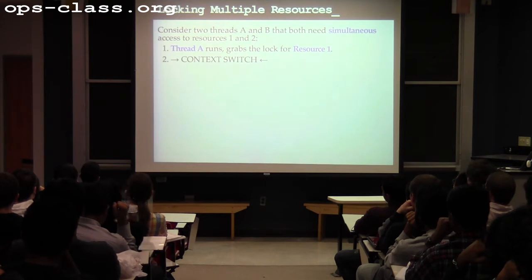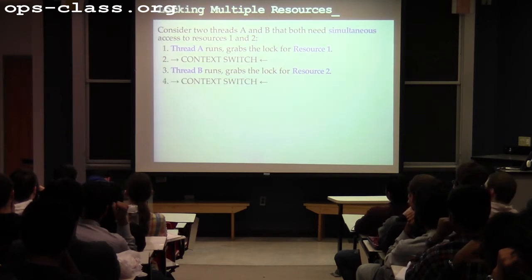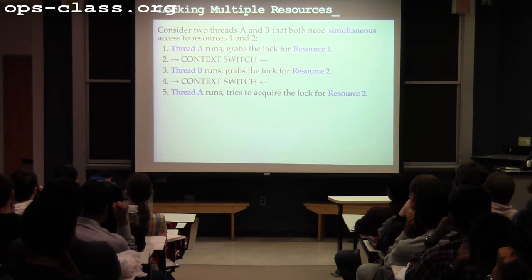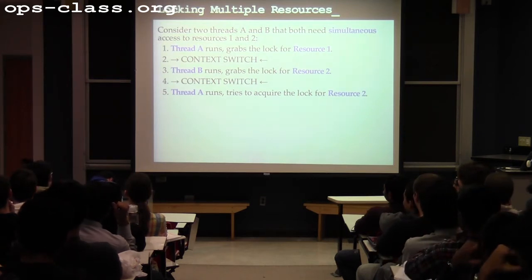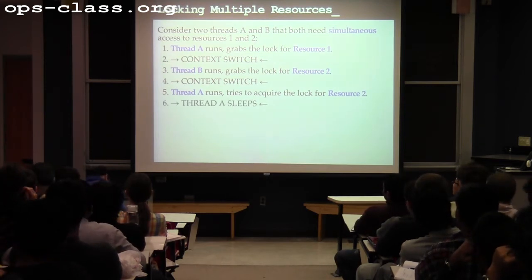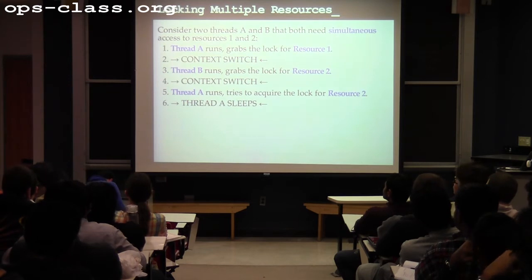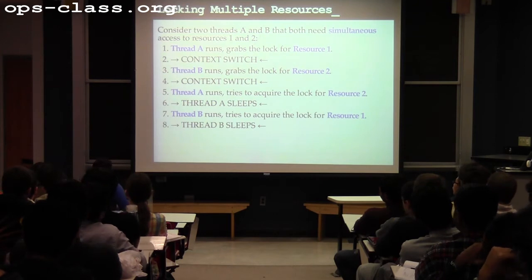So let's imagine that thread A runs and it grabs the lock for resource 1. And now there's a context switch, and thread B runs and grabs the lock for resource 2. Can anyone see how this is going to end badly? Now thread A runs, and it tries to acquire the lock for resource 2. What's going to happen at this point? It's going to go to sleep, because that's the lock interface. Lock 2 is held. So now what happens next? Thread B runs, and it tries to acquire the lock for resource 1, and thread B sleeps.